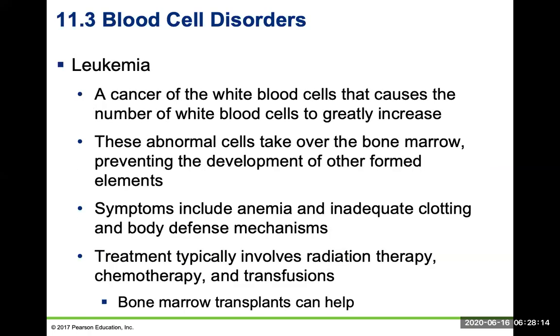Leukemia is a cancer of white blood cells that causes the number of white blood cells to greatly increase, and then these abnormal cells will take over the bone marrow, preventing the development of other formed elements like red blood cells and platelets. Symptoms will include anemia and inadequate clotting and body defense mechanisms. Treatment for this usually involves radiation, chemotherapy, and a blood transfusion, and a bone marrow transplant can also help.